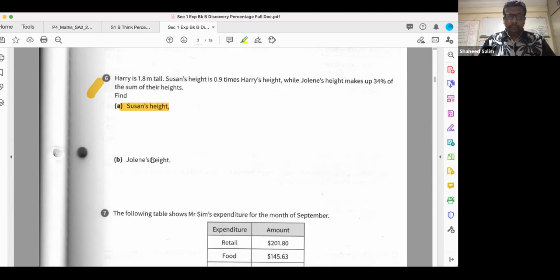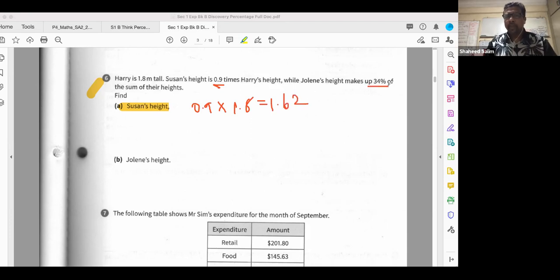Shafika, well done. The first one is very easy. Zahira can do it. For the first one, they just tell you 0.9 of the height. So just take 0.9. Of means times, right? Or you can just times 1.8. You'll get the answer 1.62. Okay, now you try the next one.